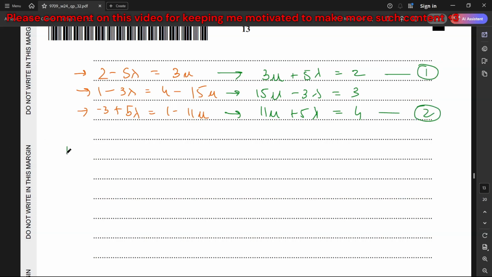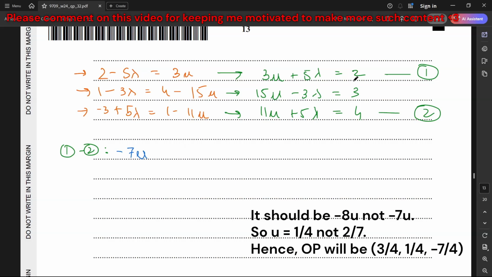I can do 1 minus 2, so I'll be left with 3 mu minus 11 mu, which becomes minus 7 mu. Then lambda is cancelled out. 2 minus 4 is minus 2. So from here you directly get the value of mu as 2 by 7. Now you don't need to find lambda. You can directly substitute the value of mu as 2 by 7 to get the x, y, and z coordinates.